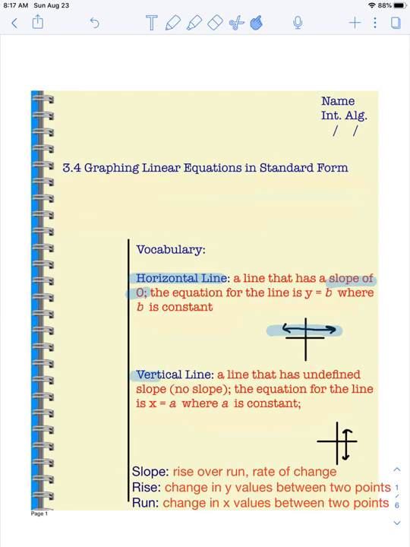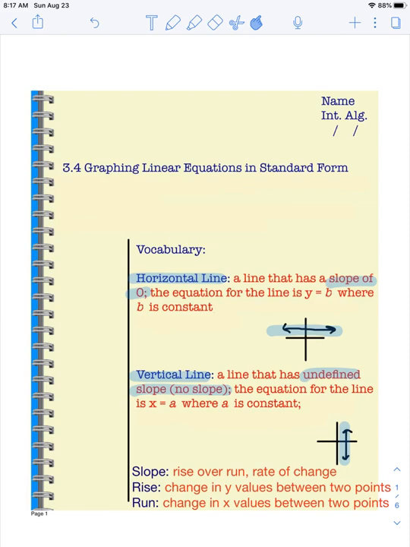Next one, we have a vertical line. A vertical line has an undefined slope, or no slope. The equation for that line is x equals the number. That number is going to be the x-intercept. It's also going to be the constant. This looks like a straight up and down line on a graph.